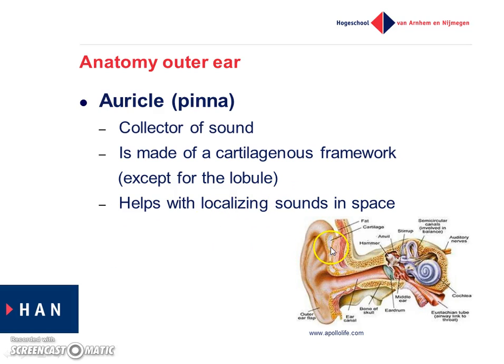The auricle, as I said, also called the pinna, is the collector of the sound waves, and it's built out of a framework of cartilage, except for the lobule, the little thing where you put your earrings in. And besides that it's a collector of all the sound waves coming onto the ear, it helps with localizing sounds in space.